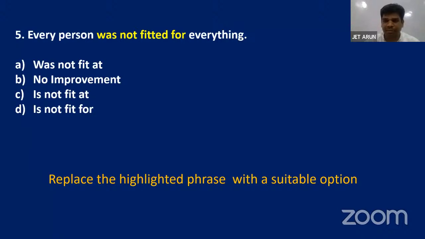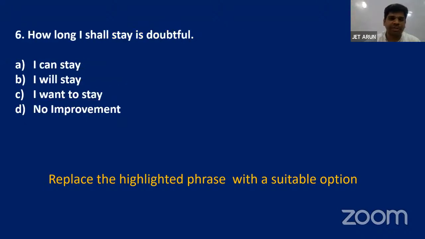Rohini says A, B. Which is your answer, Rohini? Harshvardhan says D. Vaishali says D. Fatima says B. Seshna says D. Let's look at the answer, students. It's not fit for. Every person is not fit for everything. All right? Every person is not fit for everything. Let's go for the next one.